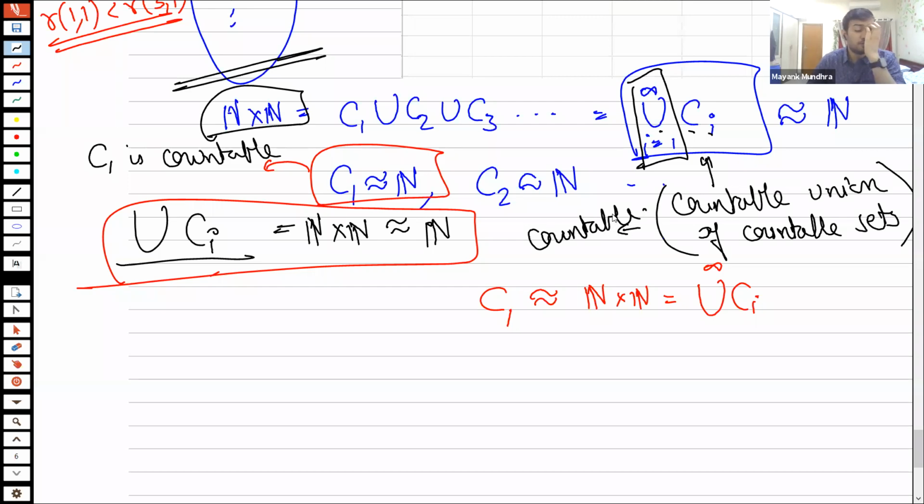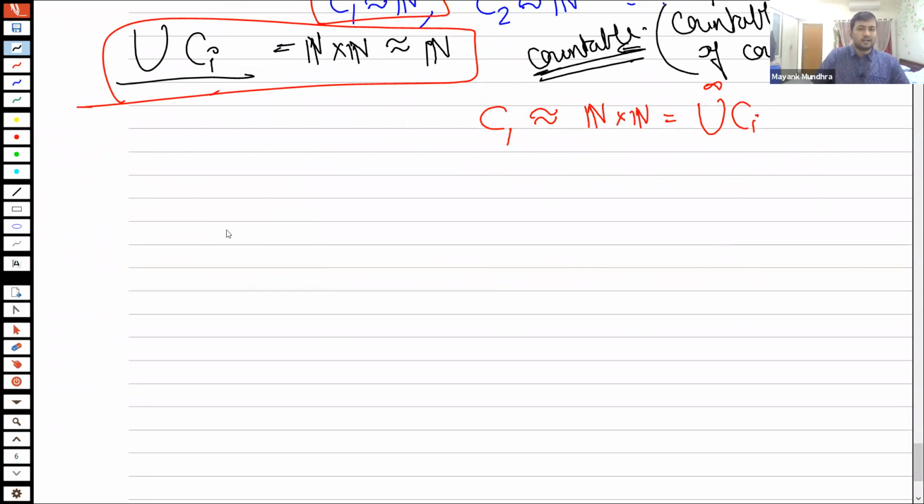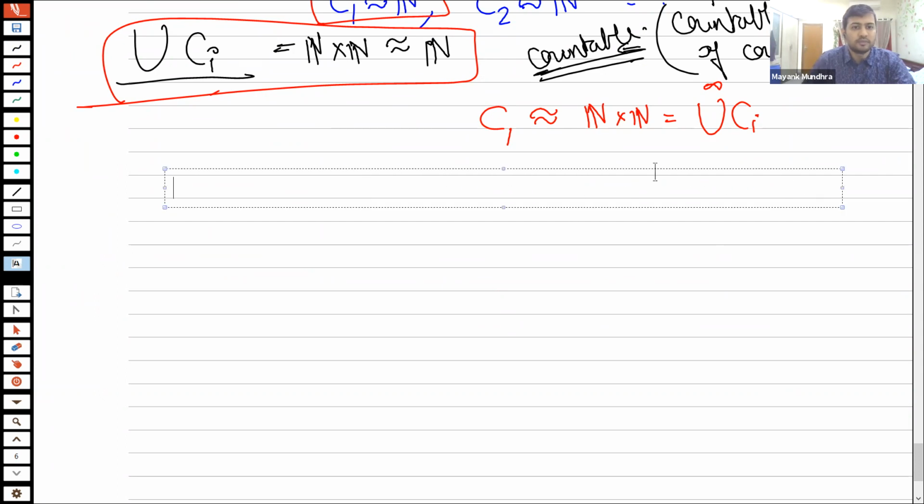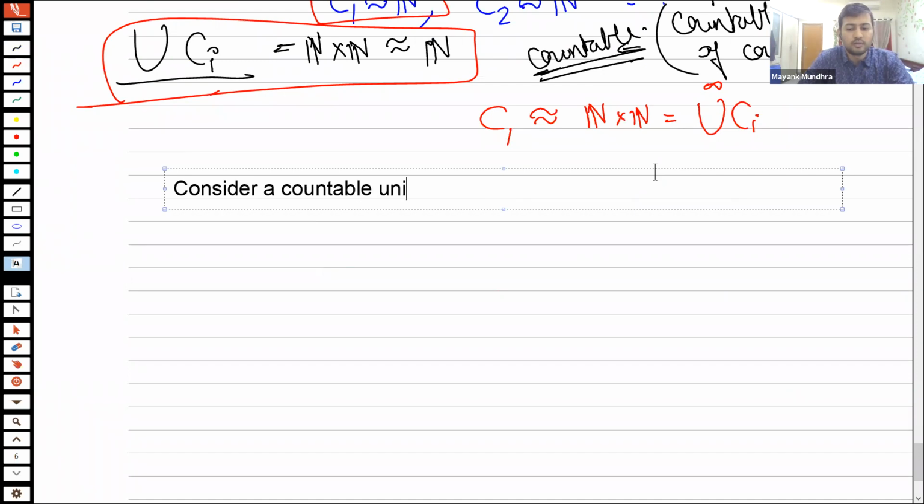Now, what we need to remember from this entire chapter is the word countable, because I have never encountered any question on cardinality as such in past papers, but I have encountered the word countable many times. So the kind of thing that you can expect in the exam is that they'll use the words: consider a countable union of T sets.